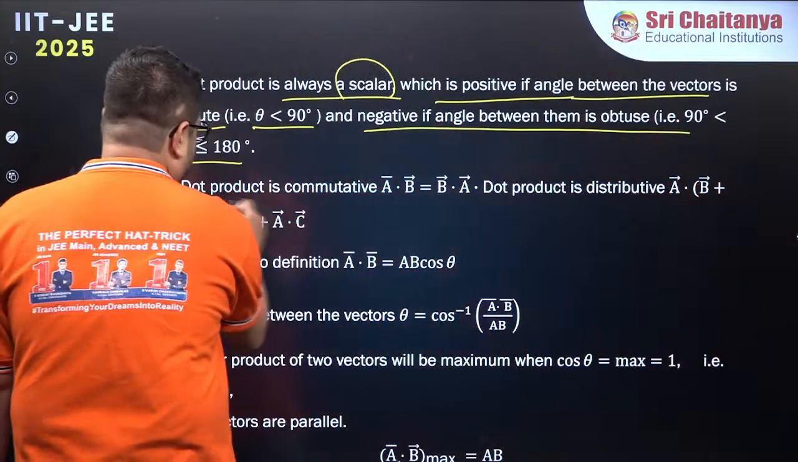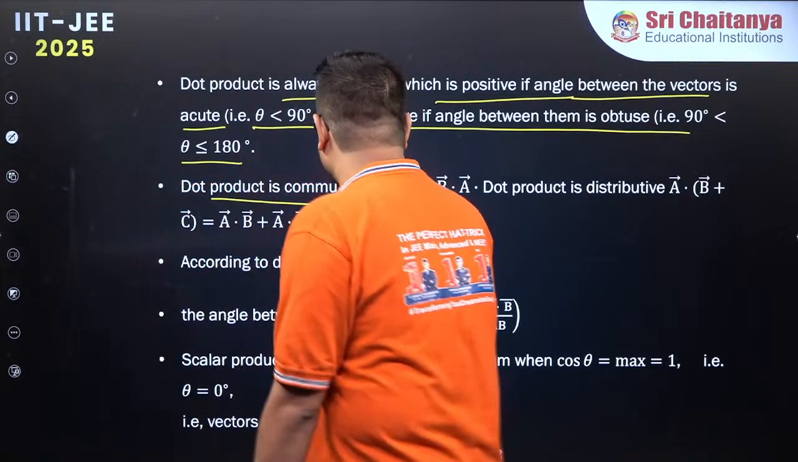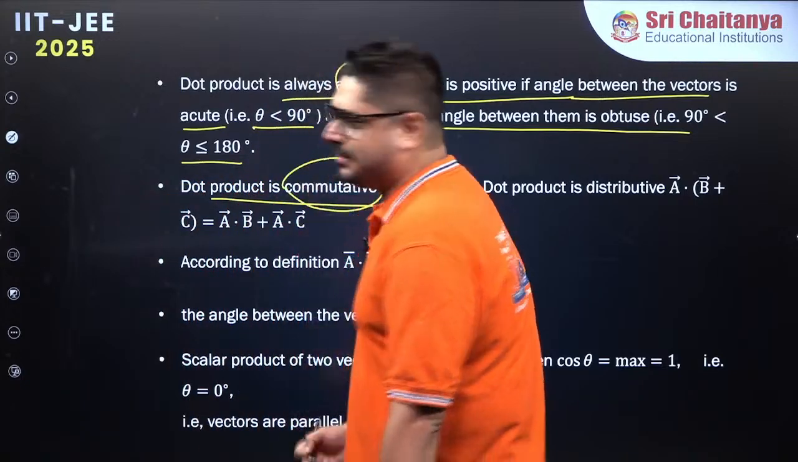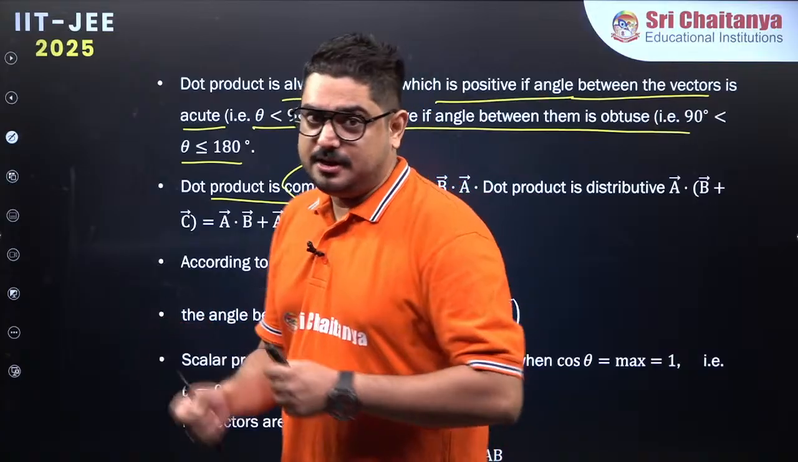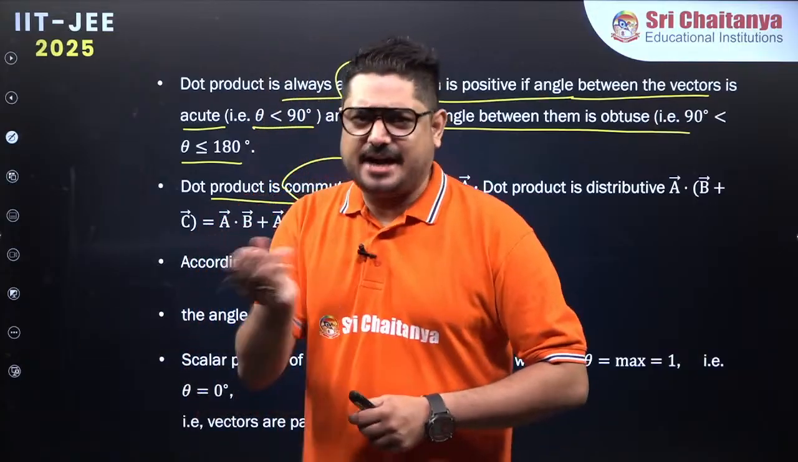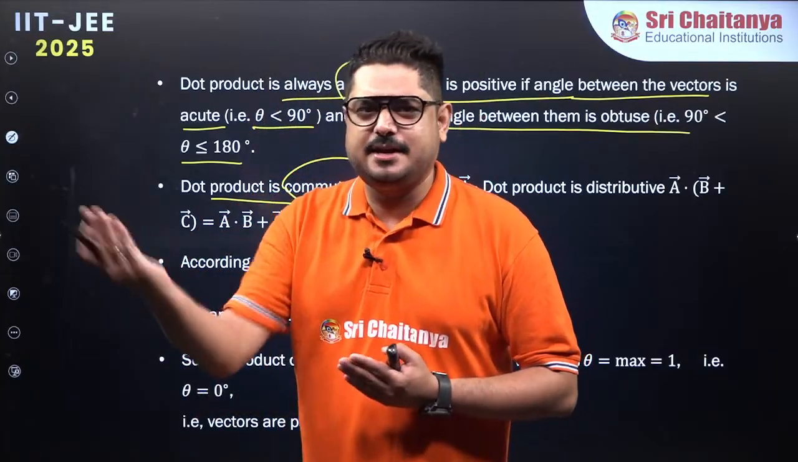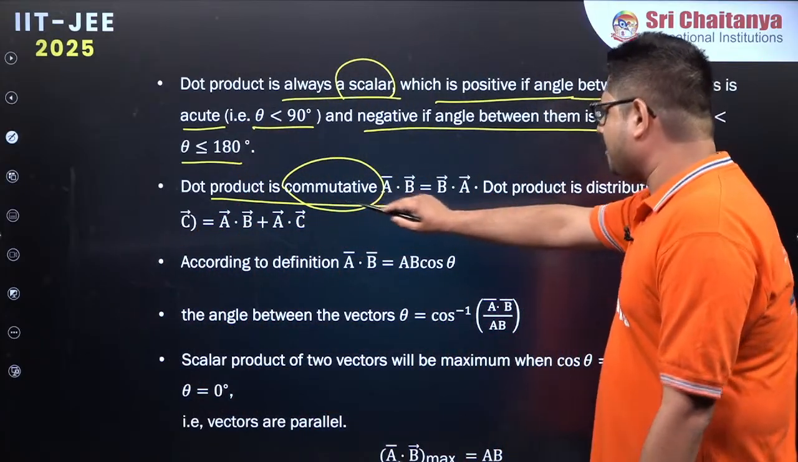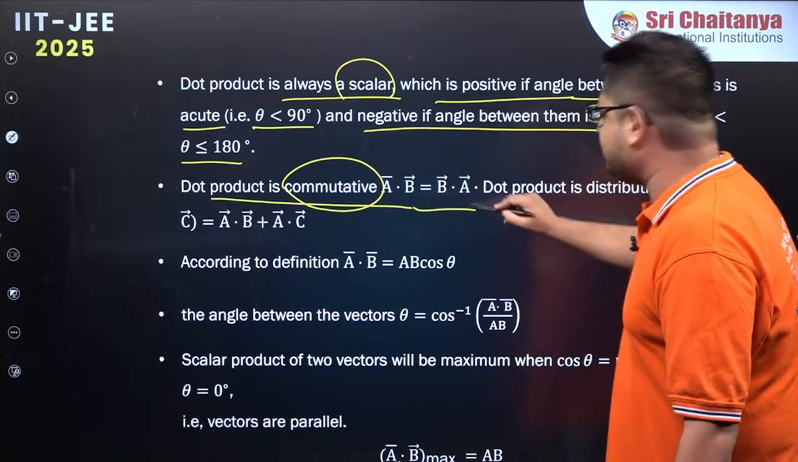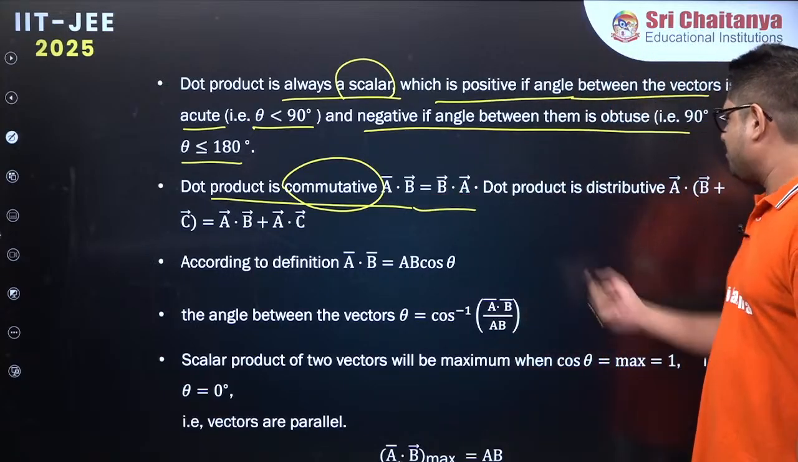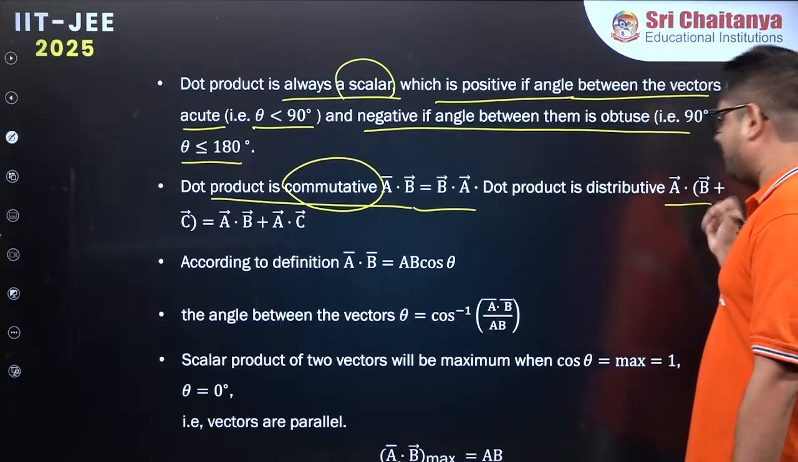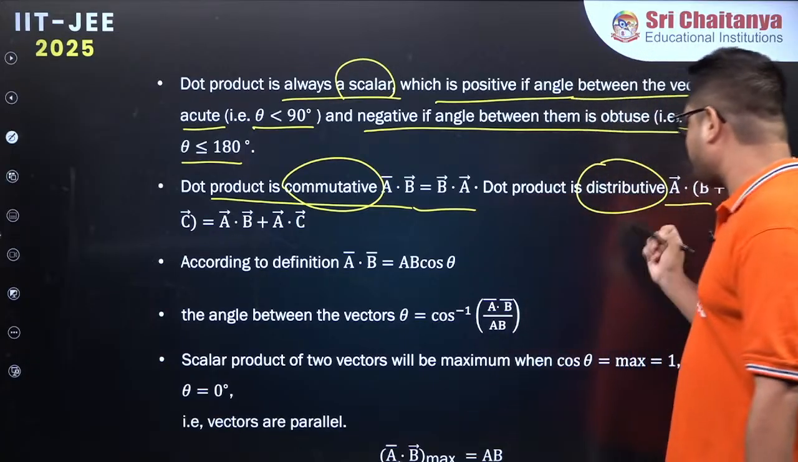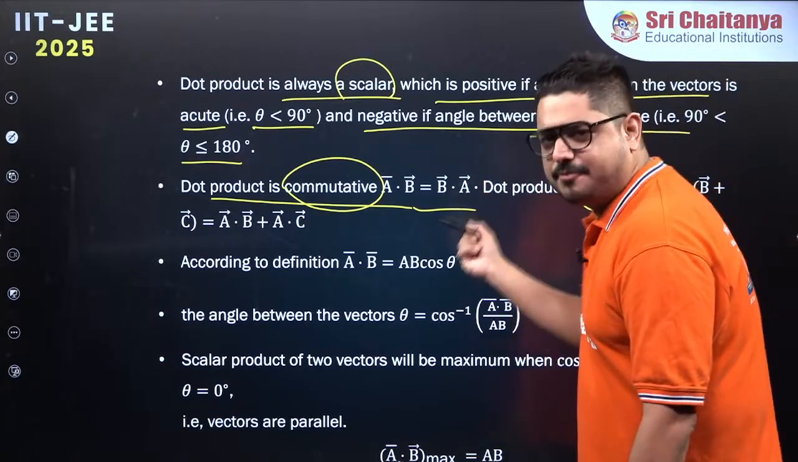Dot product is commutative in nature. We have already discussed this commutation in the context of addition of two vectors, isn't it? A plus B is equal to B plus A. The same thing is applicable over here, means dot product is commutative, means A dot B is equivalent to B dot A. Dot product is distributive, and once again we also discussed this distributive property in the context of addition of vectors, everyone.